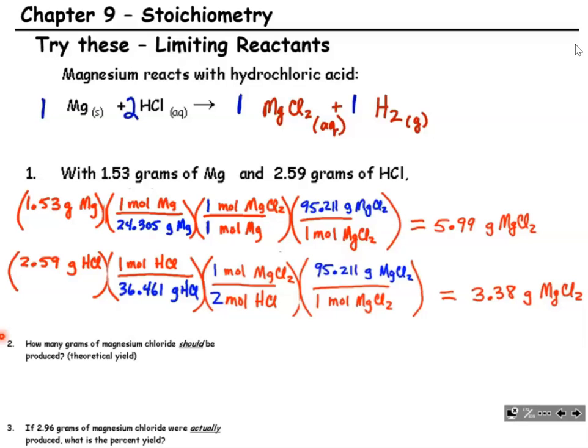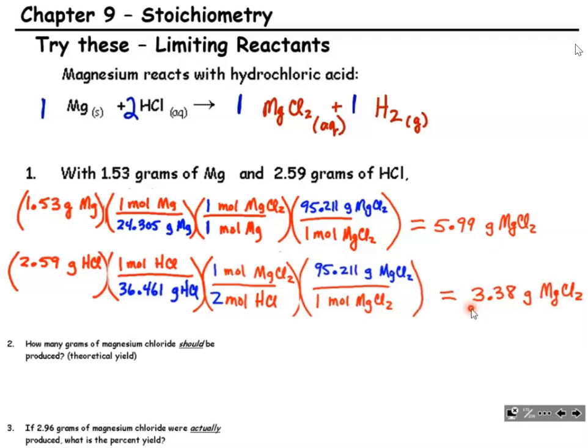5.99. Nope. It's the other one. See, because the HCl is going to run out first, and that's all that we can make. Right? If the magnesium ran out, we would make that much, but we can't make that much because this is going to run out first. The HCl is going to run out first. So the answer is that right there.